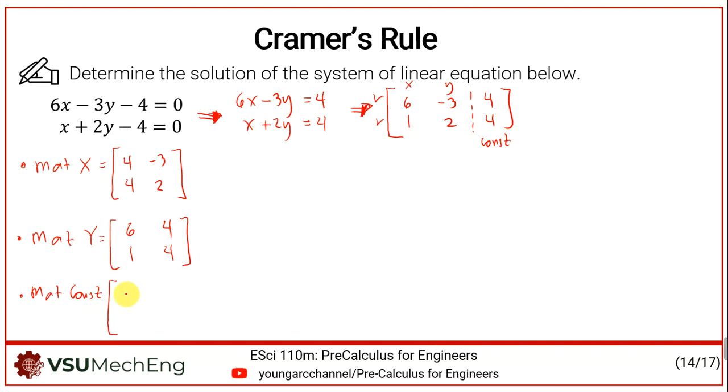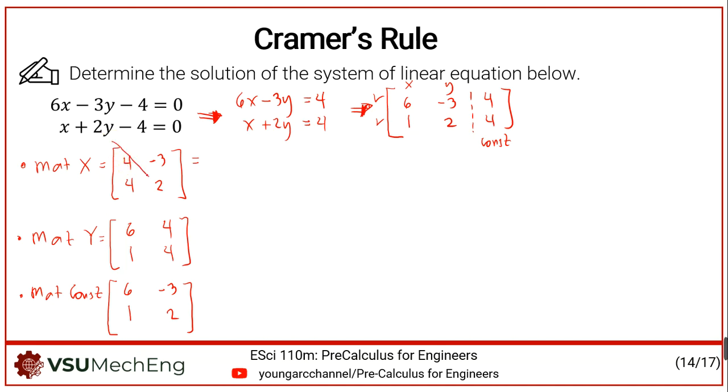For the constant matrix, simply copy the first and second column that appears from our augmented matrix. So 6, 1 and negative 3, 2. Okay, the next step is to determine the determinant of a matrix. Since this is a 2 by 2 matrix, we only have two terms for our determinant.